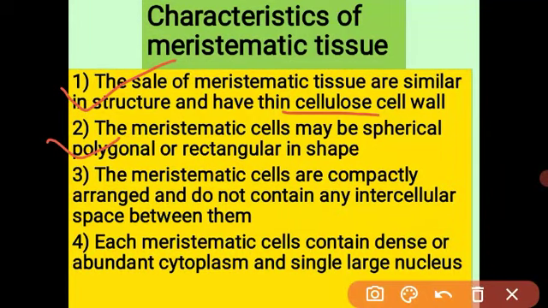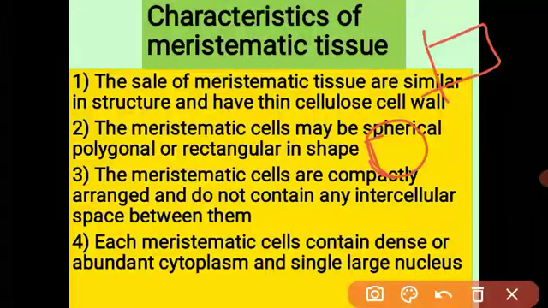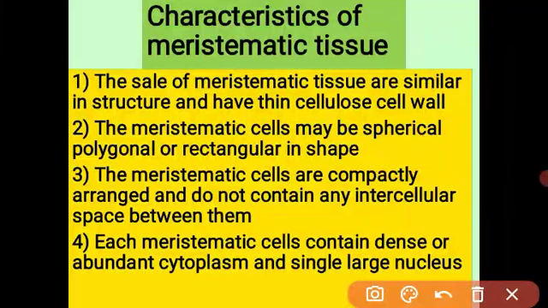What is the structure? The meristematic cells may be, means उनका shape कैसा होता है बेटा meristematic cell का? Some are spherical, polygon, means different shapes: rectangle, got it, oval. Like that, shapes are found in meristematic tissue. Meristematic tissue are compact, arranged, and do not contain any intercellular space between them.